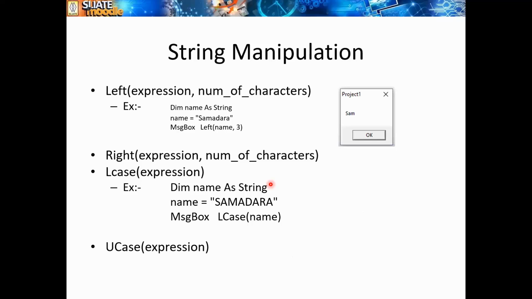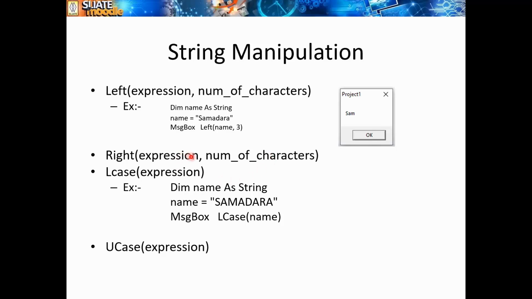And here, some more expressions: Left. The same variable is taken as the example: MsgBox Left within brackets, you have name and comma and 3, right? So 3 characters from the left-hand side will be returned from this expression. When you take this value, samudra, the first 3 letters are SAM, right? So if you read 3 characters from the left-hand side, the value will be sam. Since you have this within a message box, it will be displayed in a message box, okay?